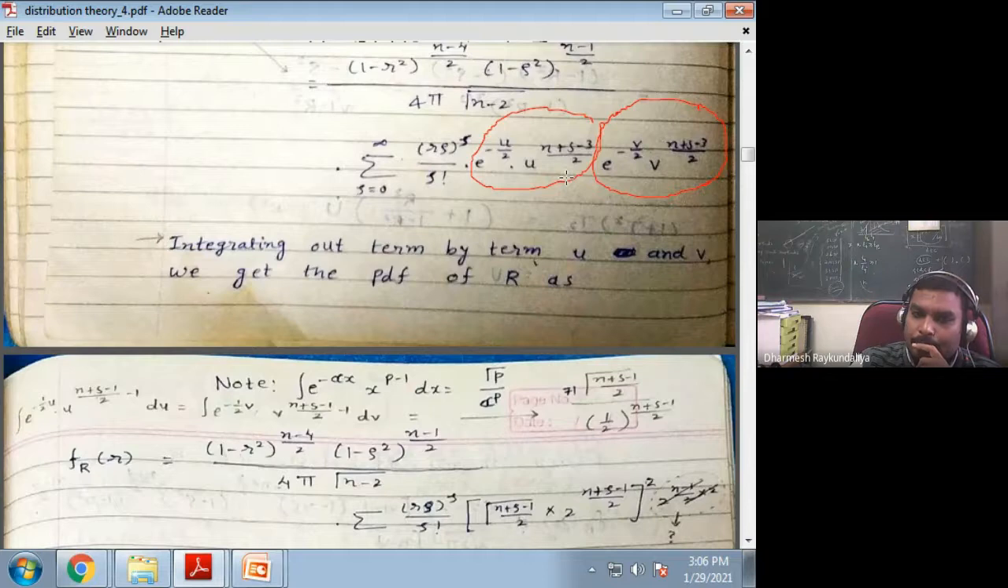Can you see something here? Take alpha equal to half here, and n plus s minus 3 by 2 is equal to n plus s minus 2 by 2 minus 1. What can we write, n plus s minus 1 by 2. Okay, you can write it like this, u raised to n plus s minus 1 by 2 minus 1, because the 2 gets multiplied, so it is minus 3 by 2. So this means that p is your n plus s minus 1 by 2 and alpha is equal to this. So integrate out with this, the range is 0 to infinity.